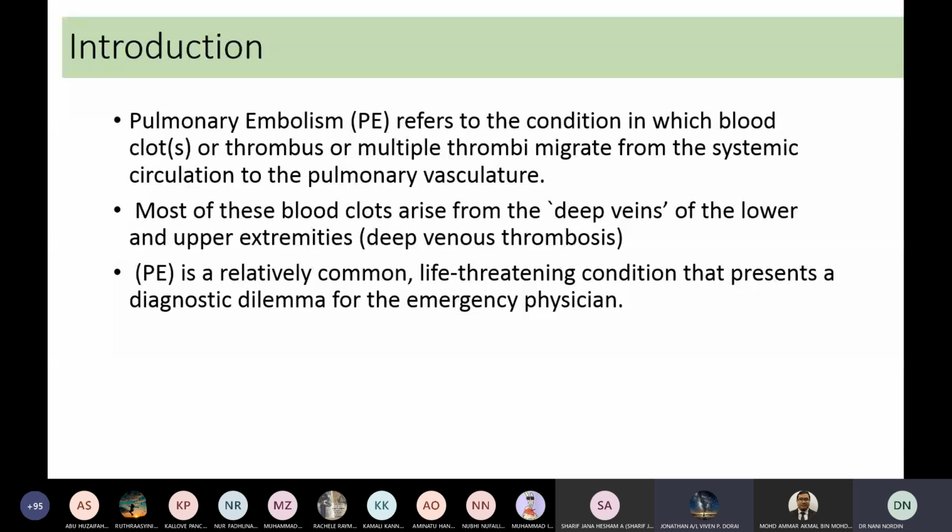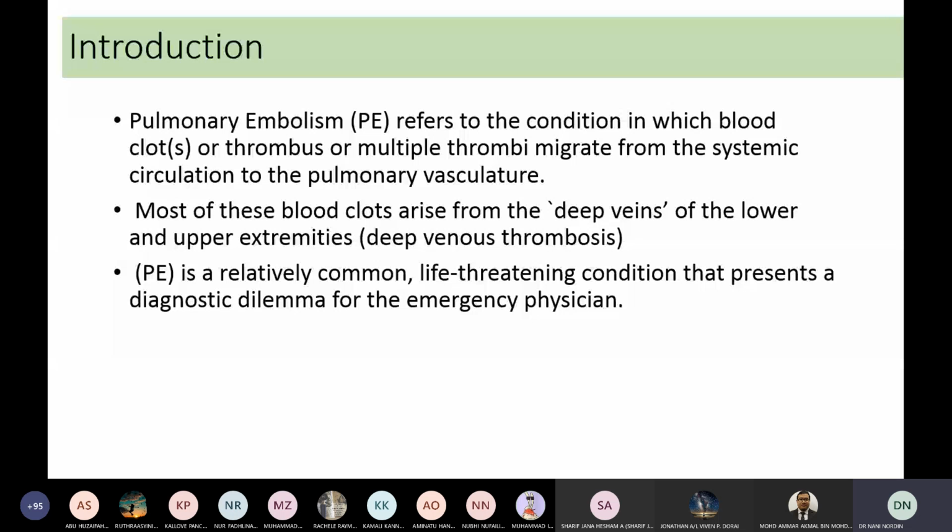Deep veins. Okay, DVT. It comes from the deep vein thrombosis. So where does deep vein thrombosis occur? Usually from the calf. Okay, so most of the time, about 90% of the time, it is from the deep vein of your lower extremities, or DVT, from the level above the knee. Okay, it's from the calf.